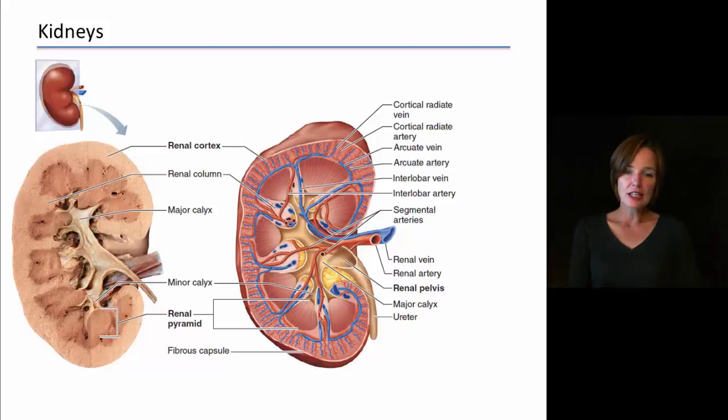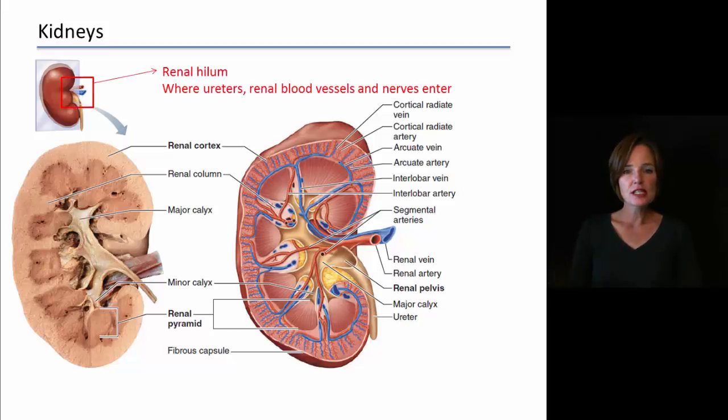Here's a closer look at the kidneys themselves. We have a cross-section of an actual kidney, and then we have a drawing of a kidney so we can compare them. And when we're looking at the kidneys, they do have kind of a kidney bean shape to them. And so there is this concave region on the kidney. This is called the renal hilum. And this location is where a lot of things enter and exit the kidney.